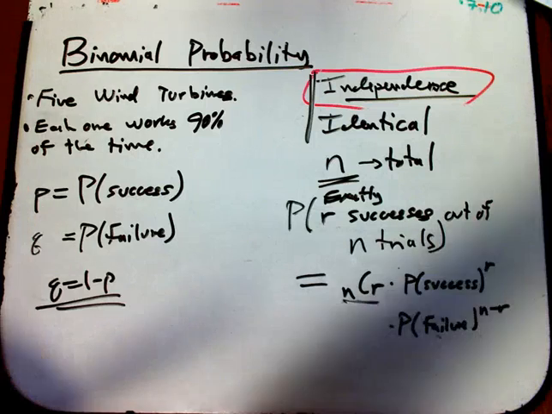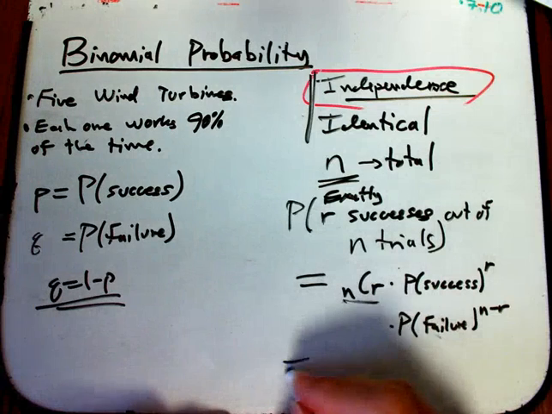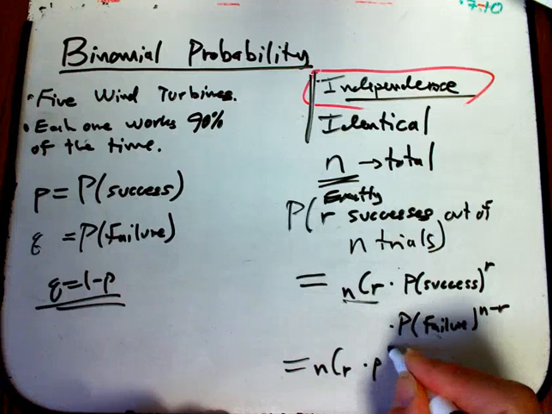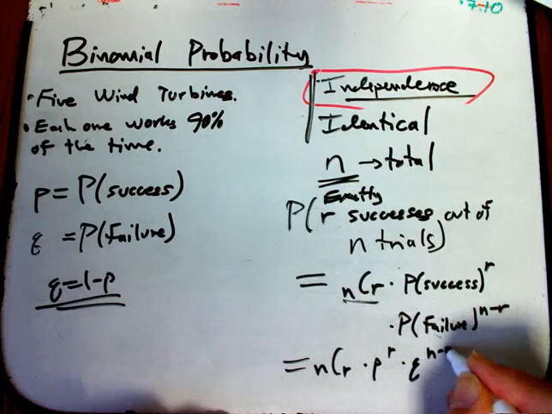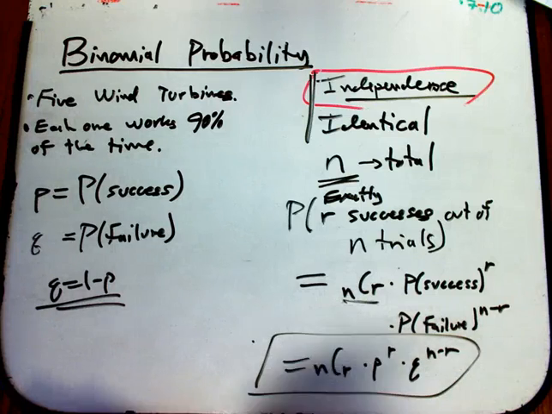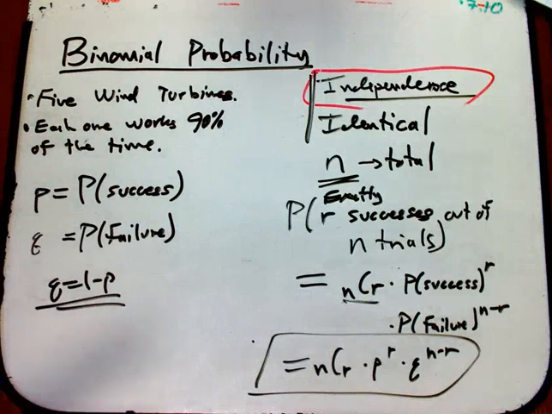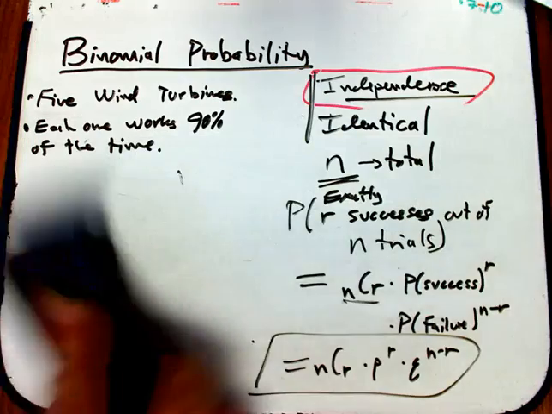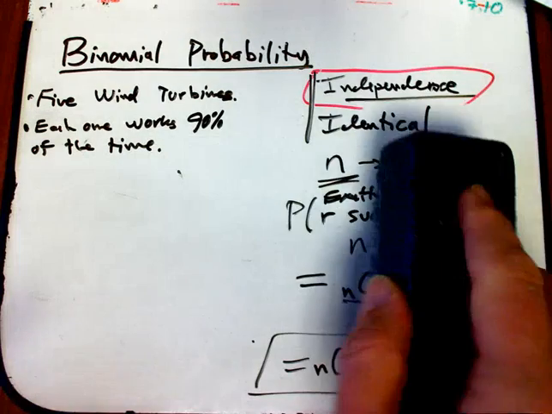Okay. So you often see it written out in that way: nCr times p to the r times q to the n minus r. And that's the binomial probability formula. So if you wanted a formula, there you go. Okay, so two more examples, taking it a little further.